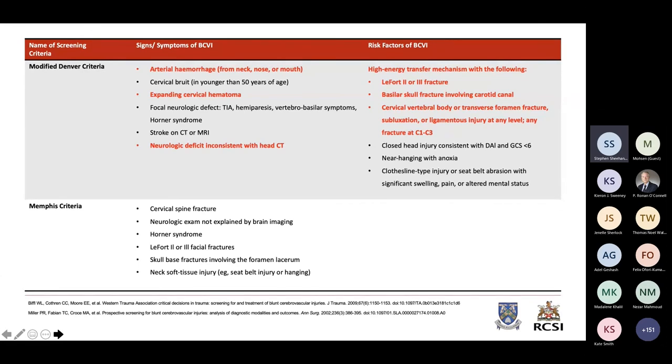Any patient with a high energy mechanism of injury with basal skull fracture, cervical spine fracture, Le Fort fracture, or even expanding cervical hematoma, epistaxis, or any neurological deficit that's inconsistent with the head CT should have cerebrovascular imaging in the form of a CTA.